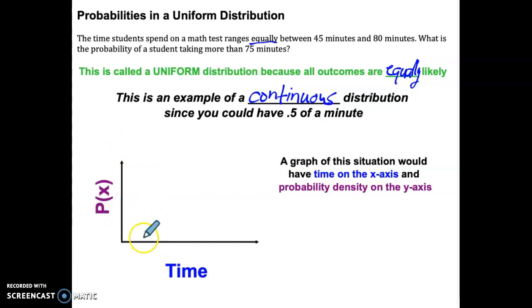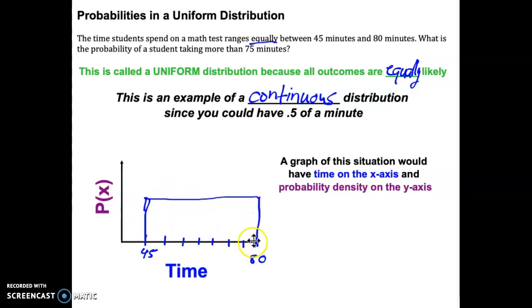So let's start by graphing this. If it ranges between 45 and 80 minutes, that's what we're going to put on our graph. So we'll start at 45, 50, 55, 60, 65, 70, 75, and 80. Okay, so we have our graph there. And we know it's going to be an equal distribution. It's going to be continuous. So it's going to be a nice rectangle, and we'll imagine that I used a ruler.